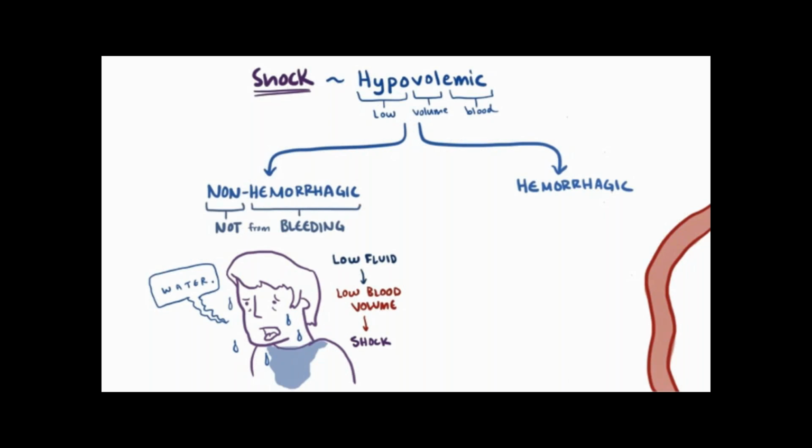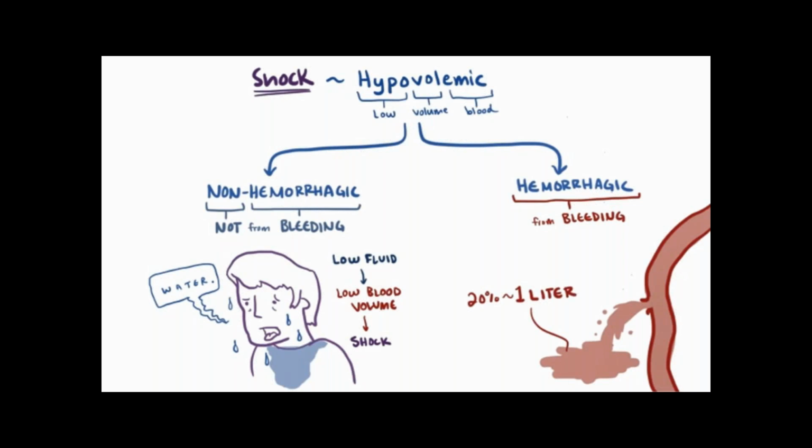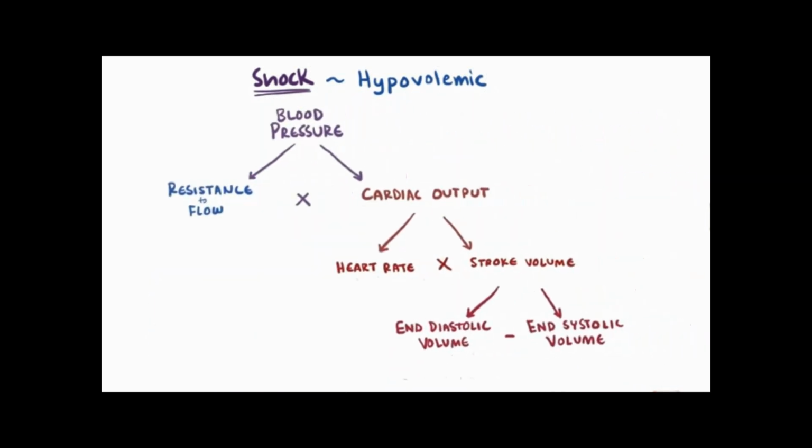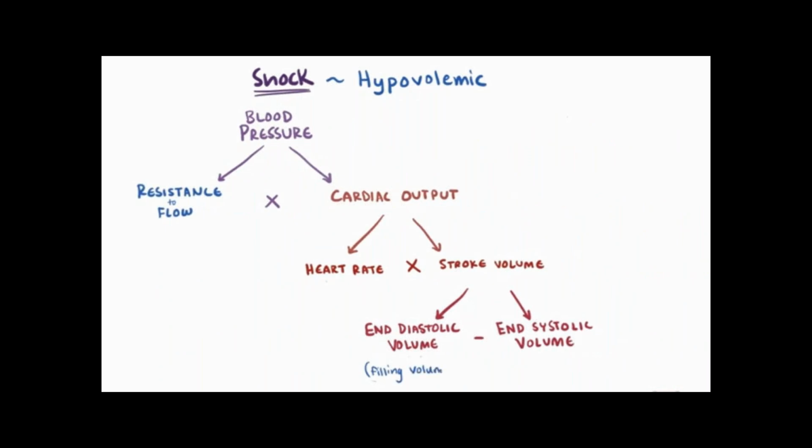Hemorrhagic hypovolemic shock, on the other hand, is loss of blood volume through ruptured blood vessels, in other words, from bleeding. A loss of about 20% of your total blood volume, roughly 1 liter, can be enough to induce hypovolemic shock. And when that liter of blood leaves the circulation, the total volume filling into the heart goes down, meaning the end diastolic volume goes down, right?